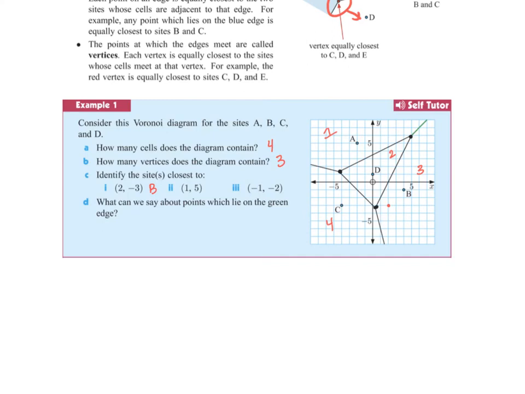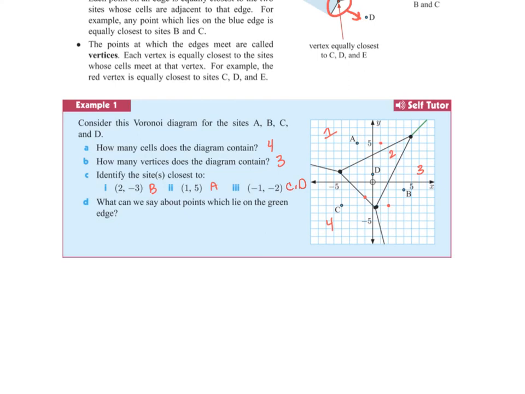And let's look at 1, 5. So 1, 5, that's going to be closest to A. And then let's look at negative 1, negative 2. So negative 1, negative 2. Well, that's actually on the edge. Remember that those points that are on the edge of your cells are going to be equally close to the two adjacent sites. So the two adjacent sites are going to be D and C. So it's equally closest to C as it is to D.